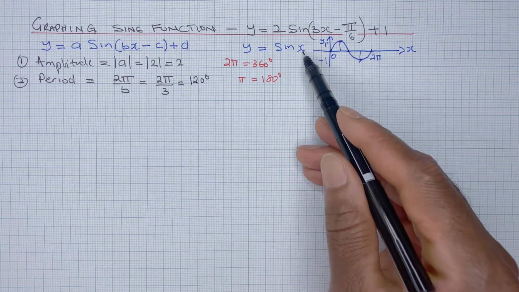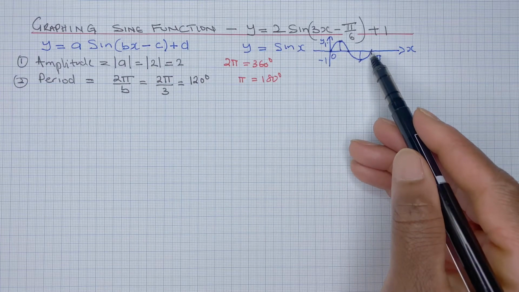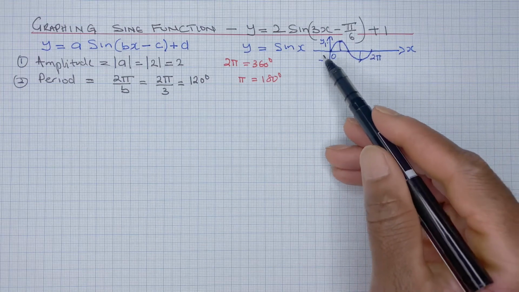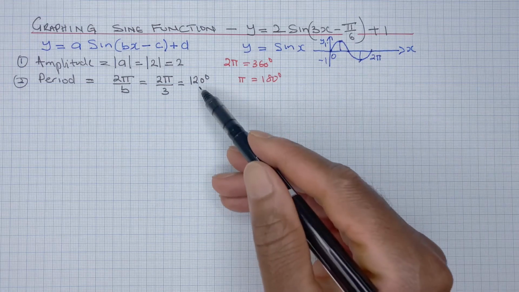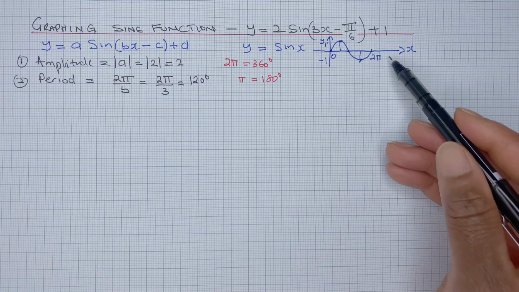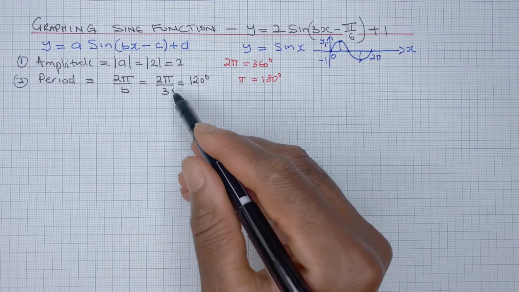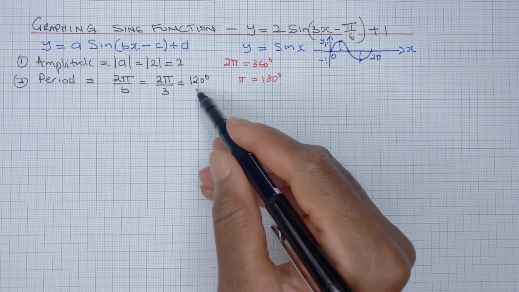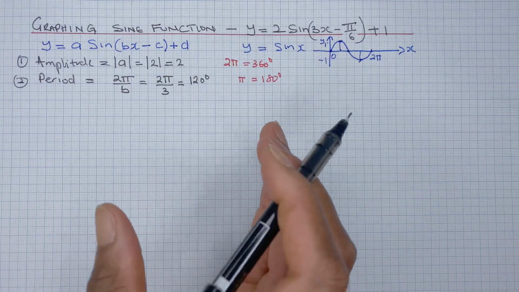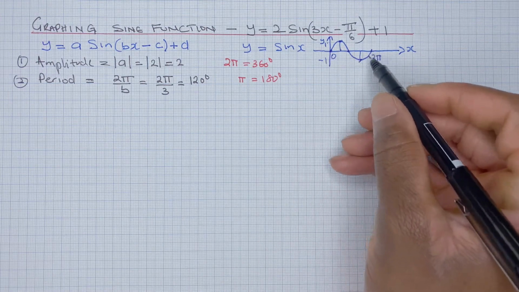Unlike sin x, whose period is 360 degrees, our period is going to be 120 degrees. That means sin x will repeat itself after every 2π, while ours will repeat itself after every 120 degrees. So the next one would start from 2π here and go on to 4π. Ours will start from something and then go on to 120, and then from 120 again it goes on. So it has a periodic oscillation every 120, while this one has every 360.